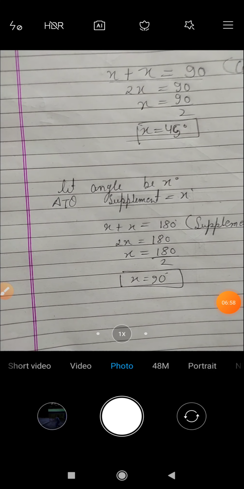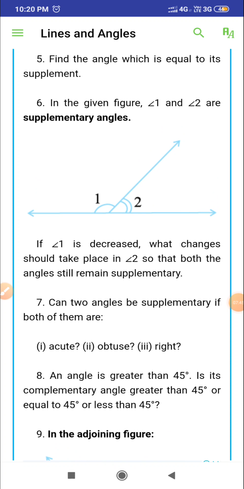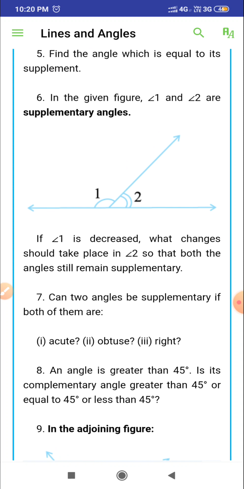Now move to our sixth question, and the sixth question is: in the given figure, angle 1 and angle 2 are supplementary angles. If angle 1 is decreased, what changes should take place in angle 2 so that both the angles still remain supplementary? Here you can see that both the angles make a linear pair, or you can say they both make supplementary angles.